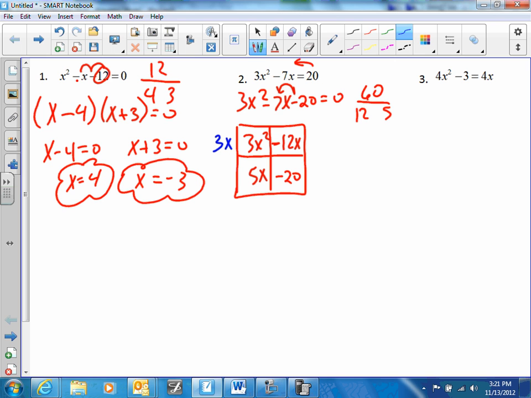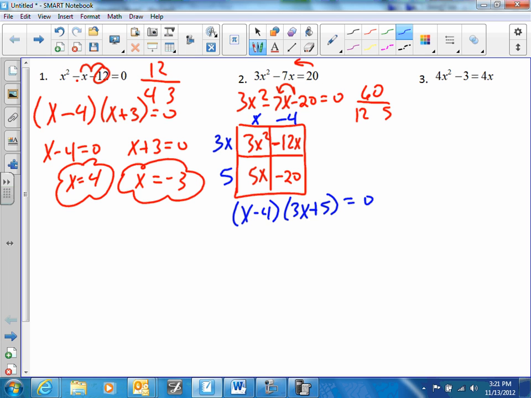Now, from here, it makes it easy because 3x times x is 3x squared. X times 5 gives me 5x squared. 5 times -4 gives me -20. So now I'm left with x minus 4 times 3x plus 5 equals 0.